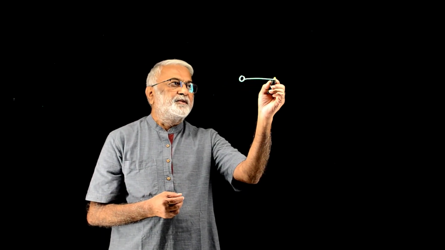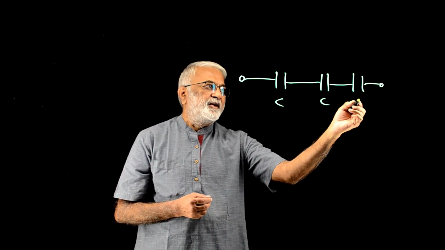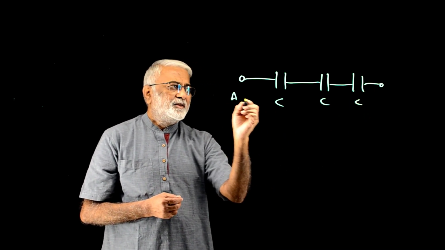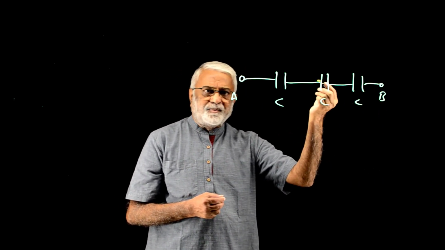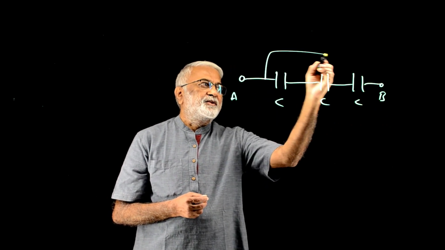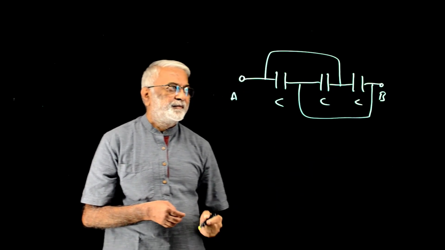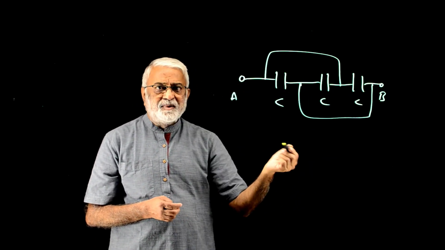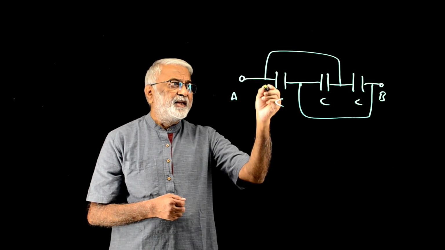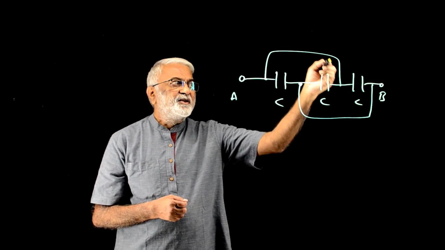Consider a circuit like this. Between A and B, there are 3 equal capacitors. This will be a simple series branch, and equivalent capacitance will be C by 3, but that's not what we have. There's something like this. So it doesn't seem like a simple series parallel connection. That is, if you pick any pair of junctions, you have one branch, but the other branch leads to a junction.